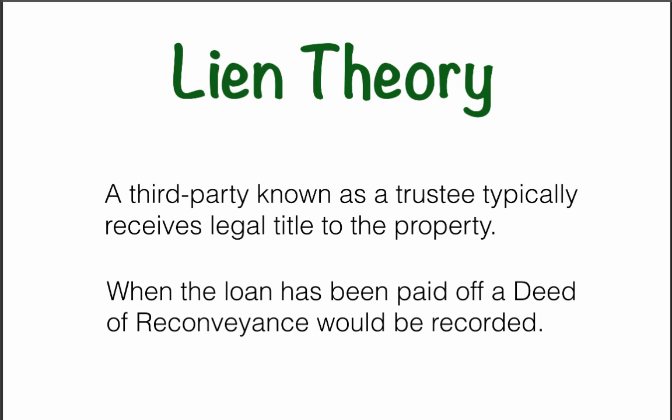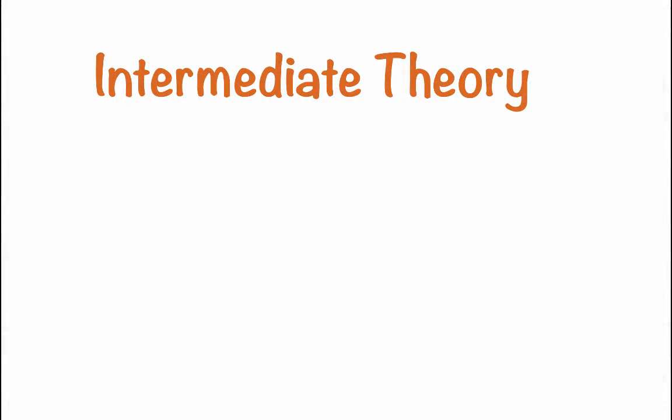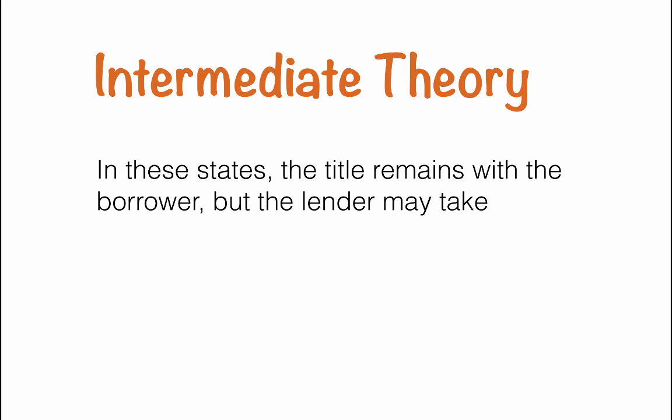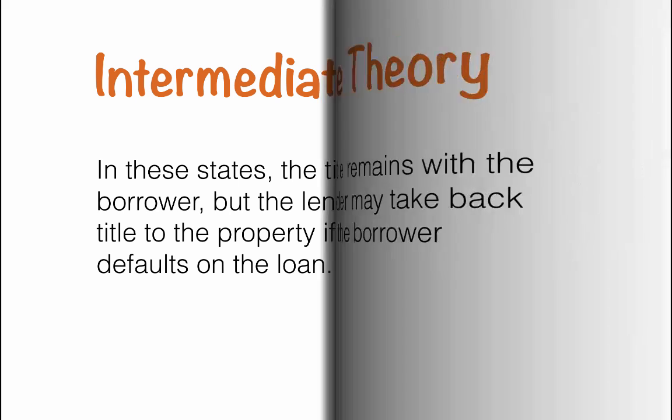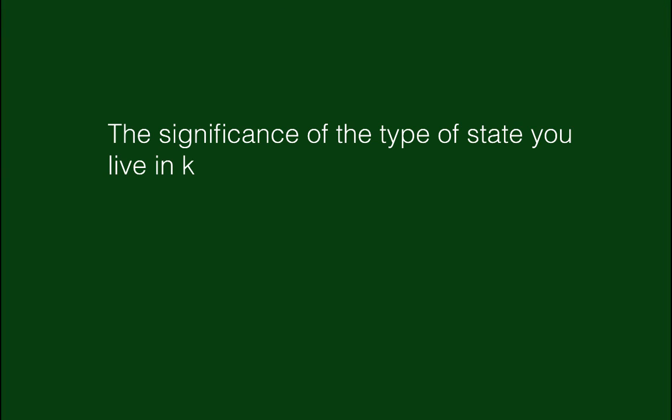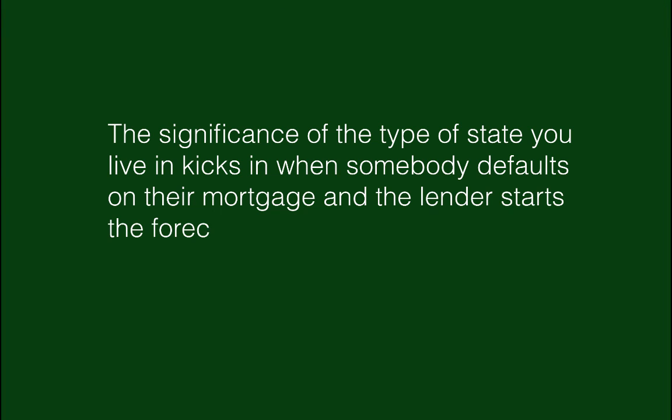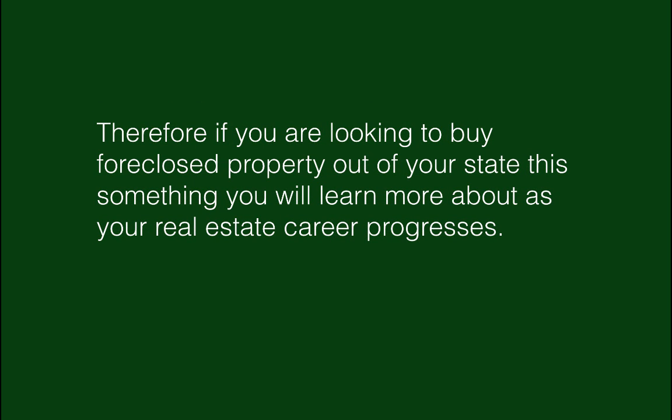Some states have modified the title and lien theories, and these states are referred to as intermediary theory states. In these states, the title remains with the borrower, but the lender may take back title to the property if the borrower defaults on the loan. Remember, the significance of the type of state you live in kicks in when somebody defaults on the mortgage and the lender starts the foreclosure process. Therefore, if you are looking to buy foreclosed properties out of your state, this is something you will learn more about as your real estate career progresses.